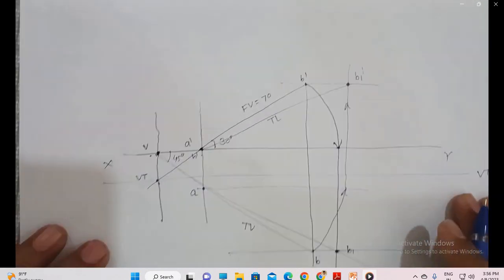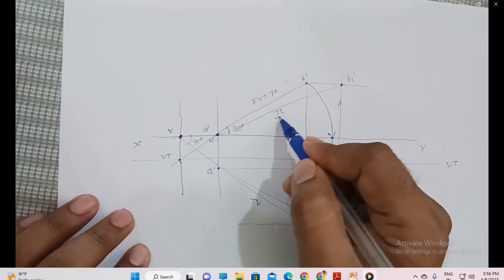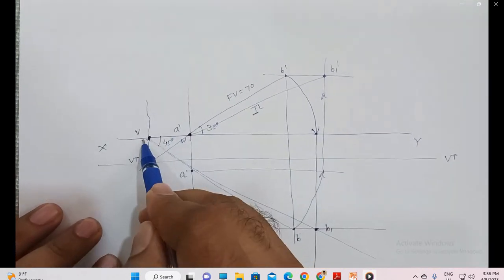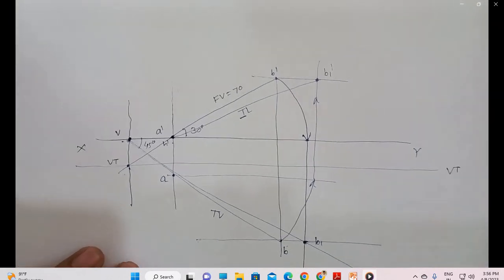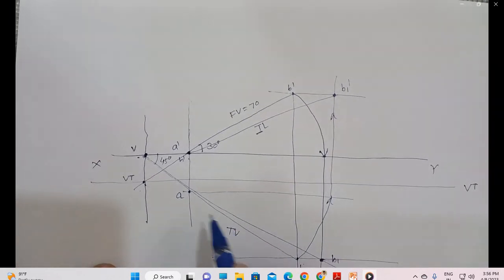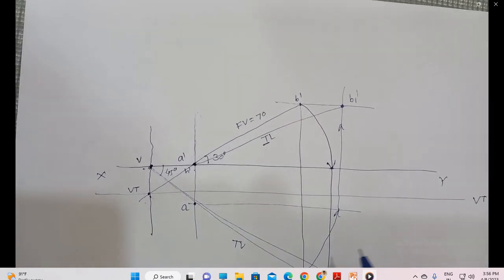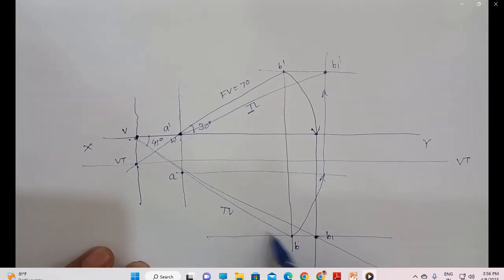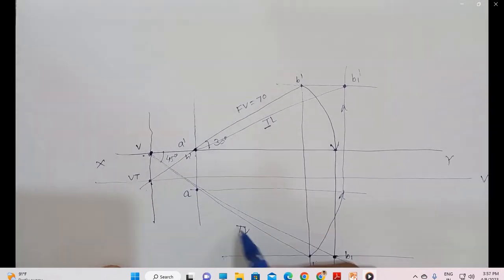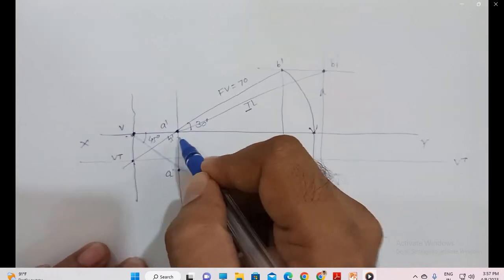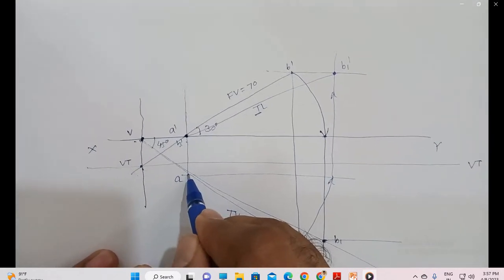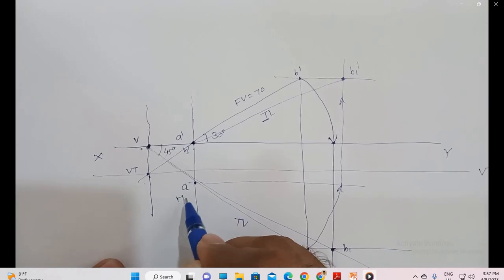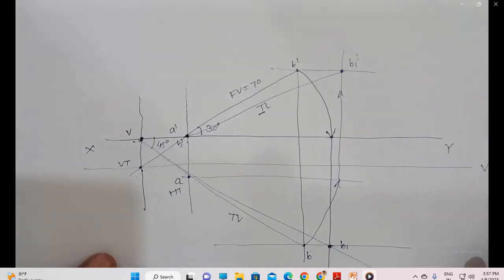So now we have all the points, that is the true length, the V point, the VT, and we have to mention here the HT, the horizontal trace, also. The horizontal trace is collinear with the top view and on the projector of H dash. So this is the projector for the H dash, and this is the top view. So the A point itself is the HT. So this is the answer for the question.